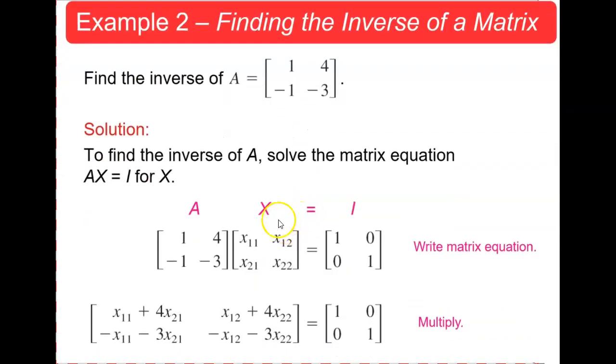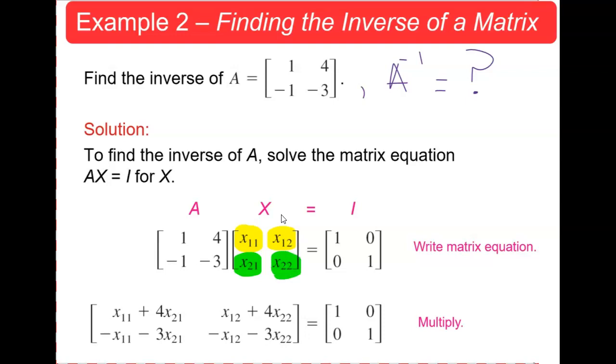Okay, so to find the inverse, which is the question of example 2, what is the inverse of this matrix? We are going to solve the equation, and we have our variables here. On the first row, we have x11 because it's in the first row, first column. Then we have x12 because it's in the first row, second column. Then we have x21, second row, first column. And X22 because it's in the second row, second column.